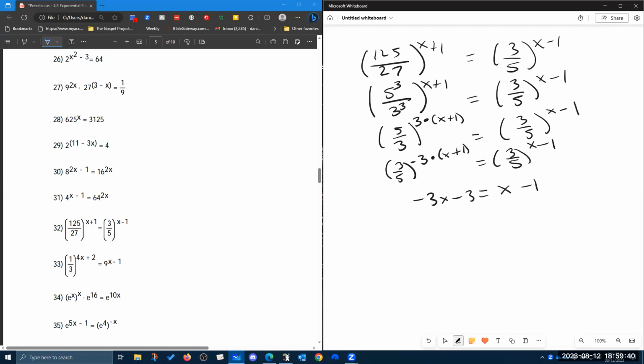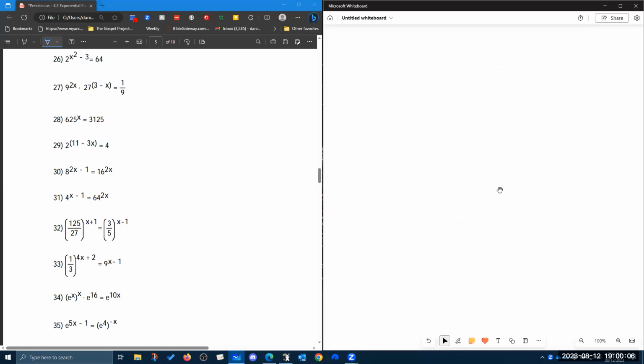Let's subtract x from both sides. Add 3 to both sides. Negative 4x is equal to 2. Divide by negative 4. X is equal to negative 1/2. That was 32. Now let's look at 33.